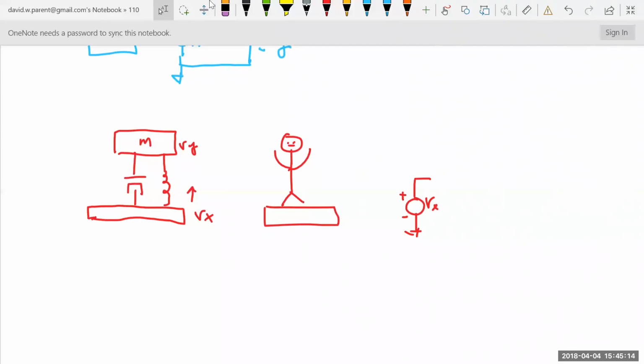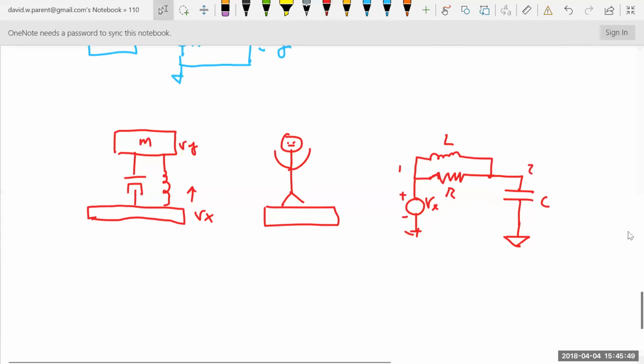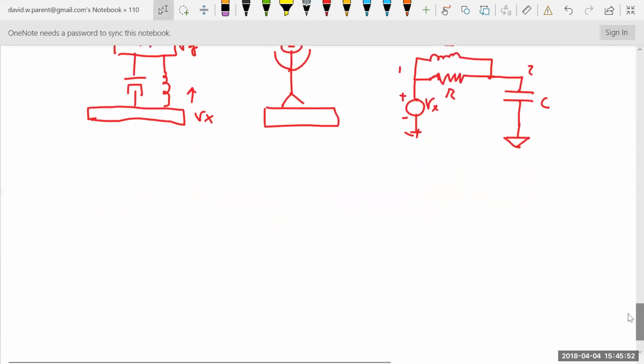I have a damper, which is a resistor. I have an inductor, a spring, which is an inductor. Both ends are tied to the mass, which is the capacitor. All right. So that's L, R, C. Well, what's the transfer equation?